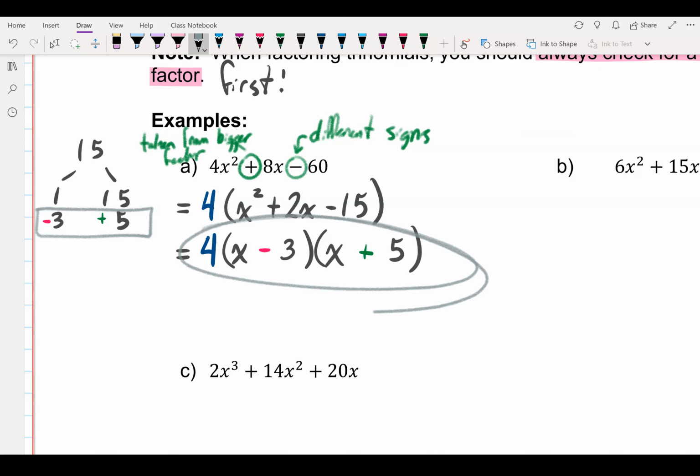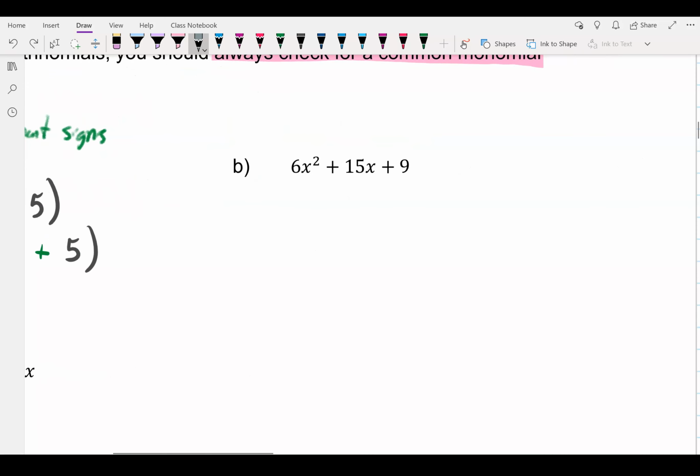And then that's it. This question's finished. The answer is this. There is nothing else to do. There's nothing else to factor. There's no more common factors. So we're done. Let's move on to the next one.